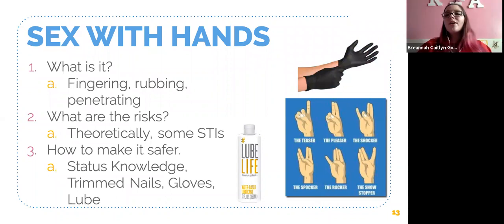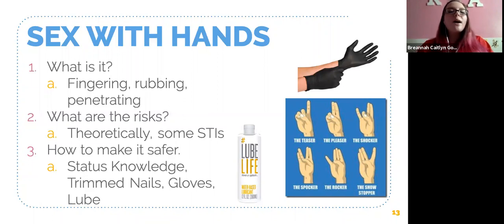Okay, so now we're going to be talking about sex with hands, which can really just be anything that you're doing in a sexual way that involves your hands. So this could be fingering someone, rubbing someone down, penetrating them, really just anything that involves your hands. And so theoretically, there is a chance of transmitting STIs, especially because sexual fluids would be involved. So if you're putting your hands up by your face or down by your genitals after fingering someone, there is a chance for transmitting STIs.